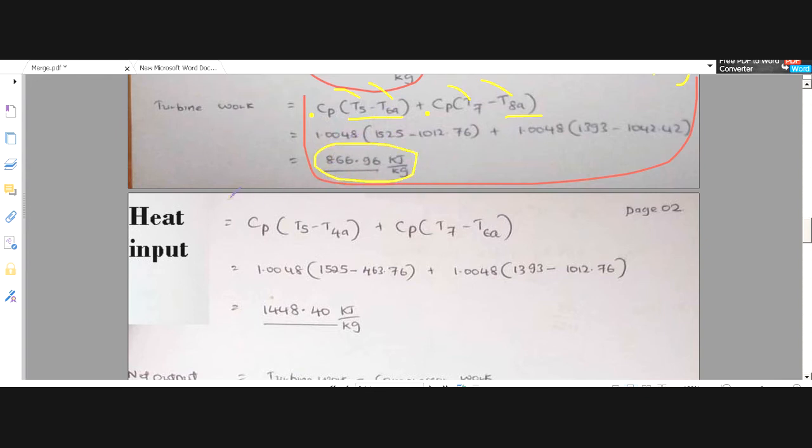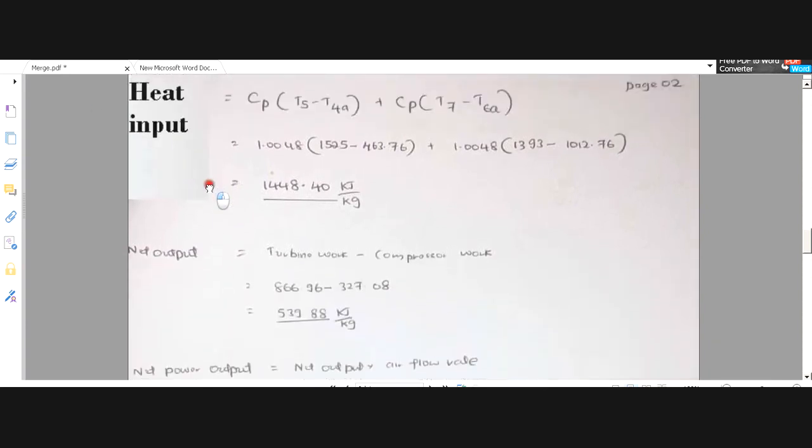You can again see the video if it is not clear. So what is the value of the turbine work? 866.96. Okay, units kilojoules per kilogram, right? So that is also clear. The next thing, heat input.